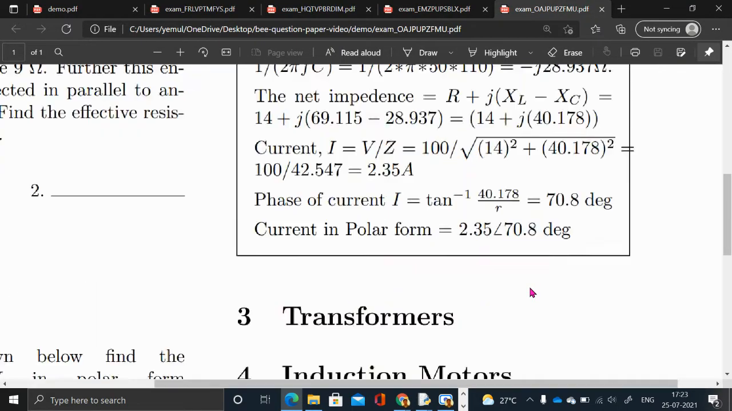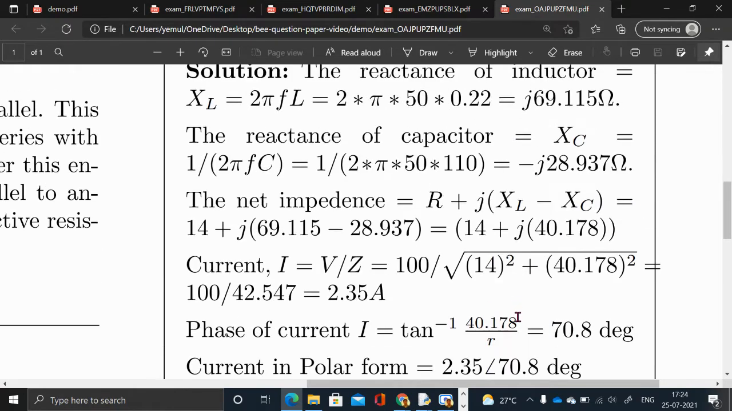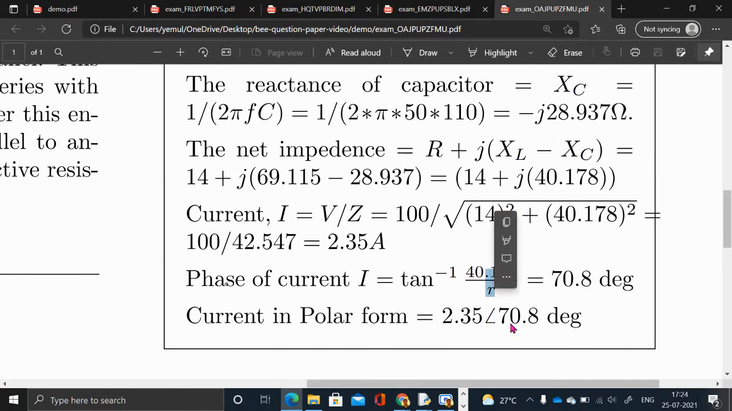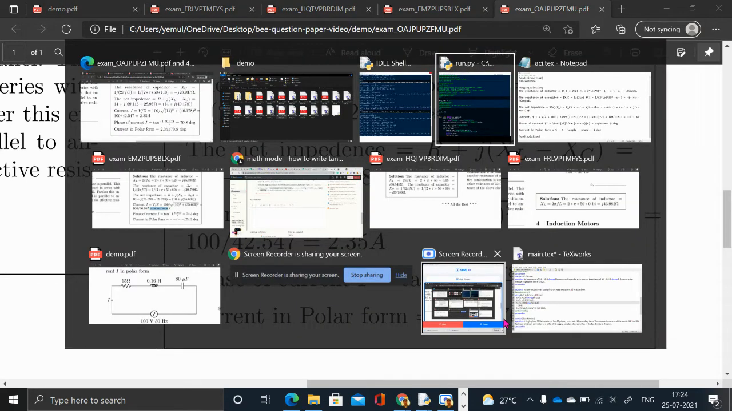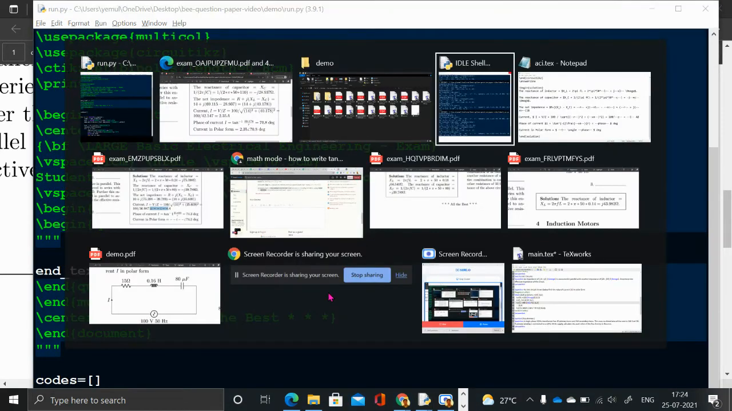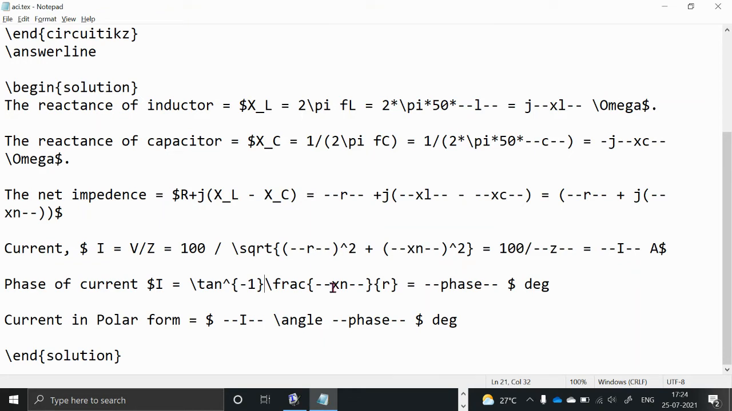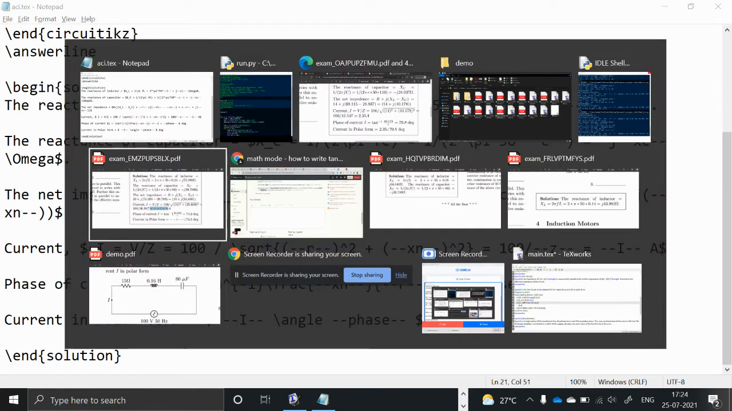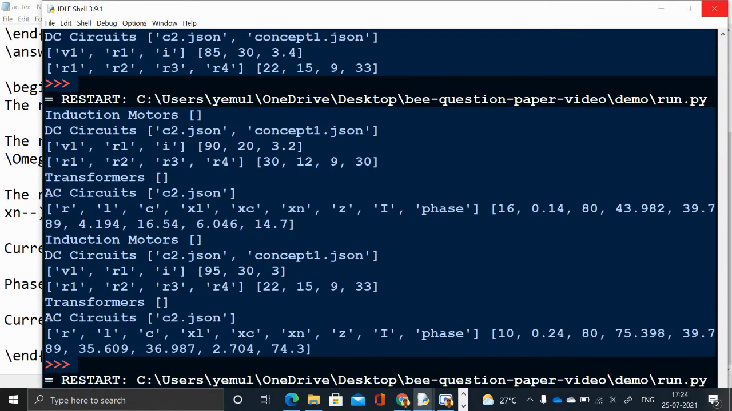Okay, so now we are getting more or less correct output. In the denominator, for some reason, this R is not coming properly. So let's see what the problem was. Okay, here dash dash R and dash dash. So let's run once again. Final time.